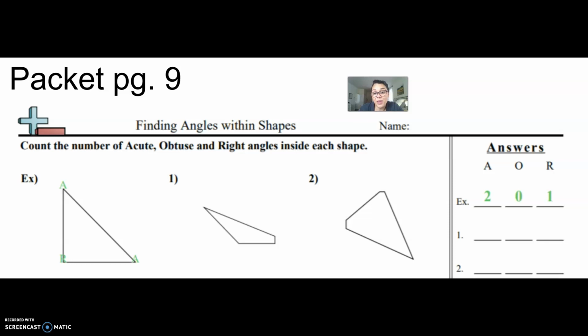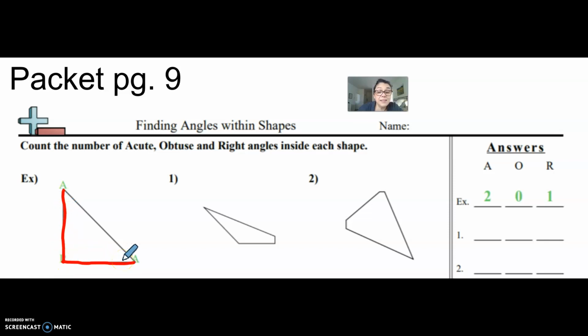Today in math, you'll work in your packet on page 9. Once again, we'll be working with finding angles within shapes. So our example shape here is a triangle with 3 sides, 3 vertices. So I look at each vertex and I look at the angle that the 2 sides make for each vertex.